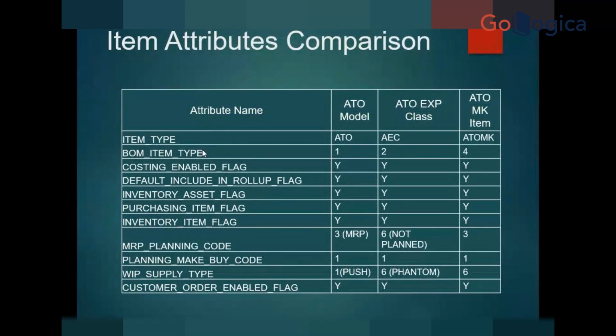What's the item type? It's ATO. What's the BOM item type? It's one. Costing enabled flag is set as yes. You will be able to see these attributes there. So what is the inventory asset flag, purchase item flag, inventory item flag, MRP planning code, planning made by code?